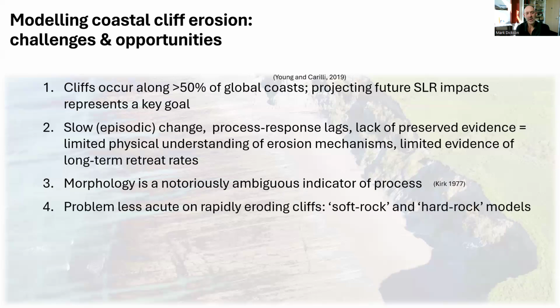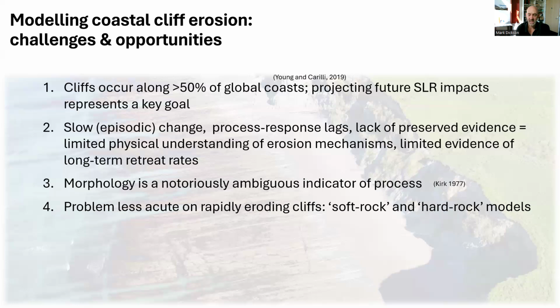This problem is somewhat less acute on rapidly eroding coasts, and so it becomes useful to make a distinction between soft rock and hard rock coasts, in which the distinction is really down to the erosion rate. Soft rock coasts erode at a rate that's sufficiently large that we can use the historic record, historic photographs, for example, to give us coastal erosion rates, which we can use to help inform our models.